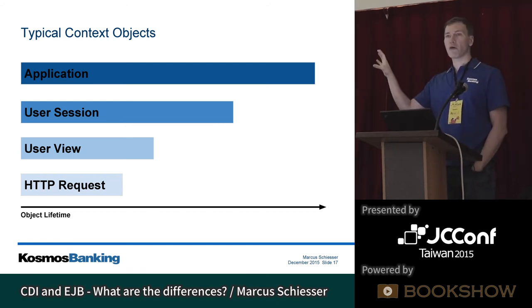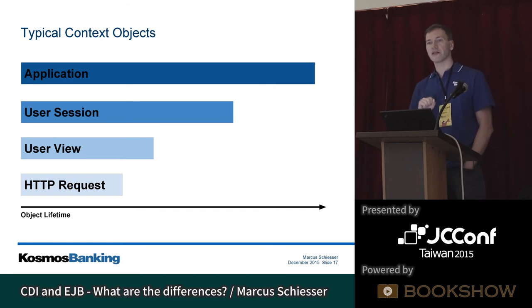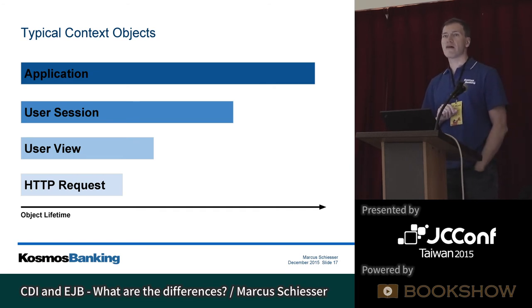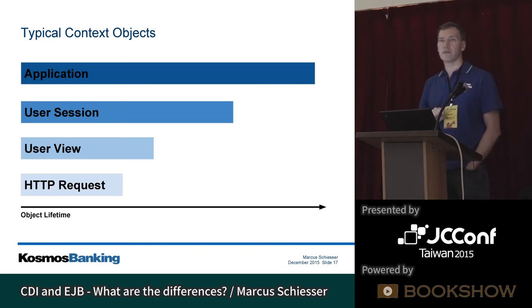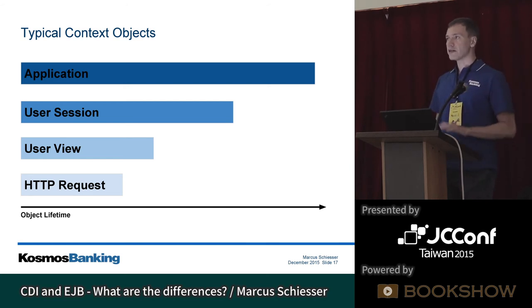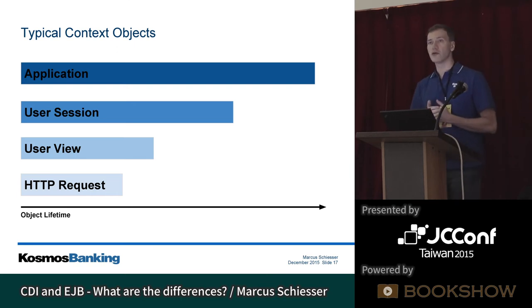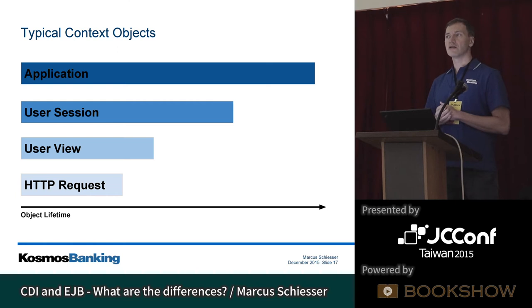So on the x-axis, we basically have the lifetime of the object, right? And one very typical context object that we have is an HTTP request. The user does an HTTP request, and then in the environment that our bean exists, it belongs to exactly one HTTP request. Another context object is the user view. View is basically concerning the model view controller pattern. It is like one view where the user is doing something that usually exists longer than an HTTP request, because the user could do multiple requests on just one view, right?